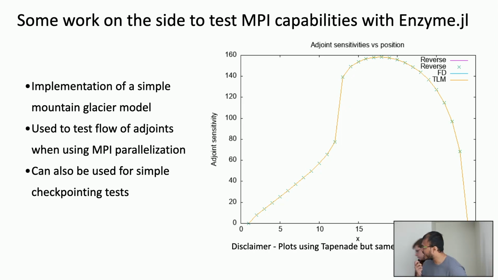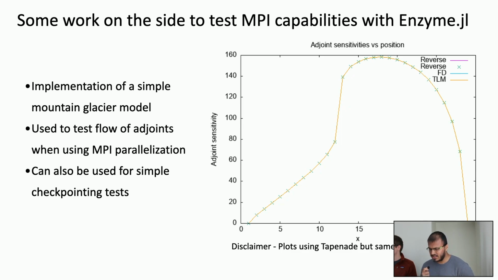So this is just one slide from me. This is just some side work we did to test the capabilities of MPI with Enzyme.jl. We implemented a simple mountain glacier model and ran it over a span of 2,000 years in simulation time, and basically validated the adjoint against finite differences, as you see on the right in that plot. The plot is generated using Tapenade actually, but we get the same plot using Enzyme.